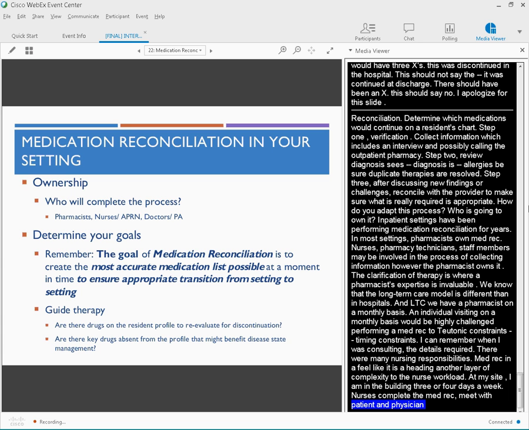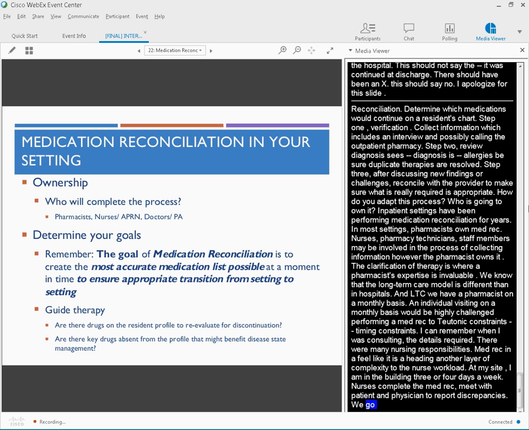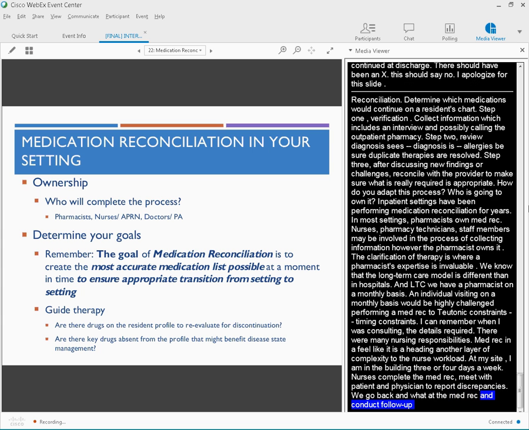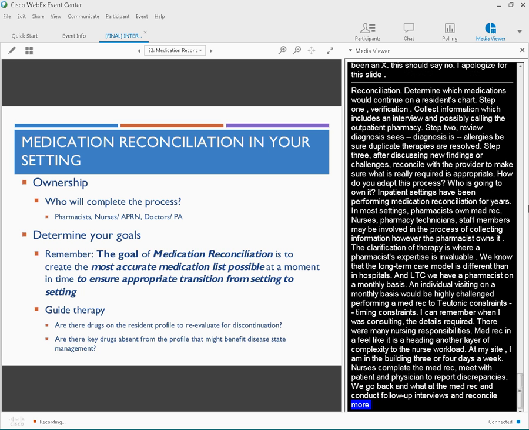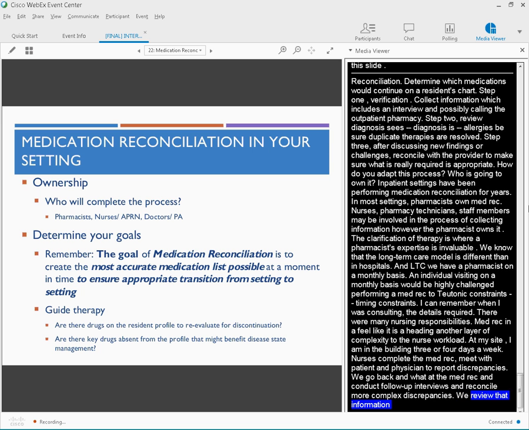Then we, my students and I, go back and we audit the MedRec forms, and then we conduct follow-up interviews, if we need to. We reconcile some of the more complex discrepancies if we found something that seems to also be out there. And then we review that information for clinical interventions to optimize the therapy. And then I go and meet with the medical team and we make those recommendations at another level.